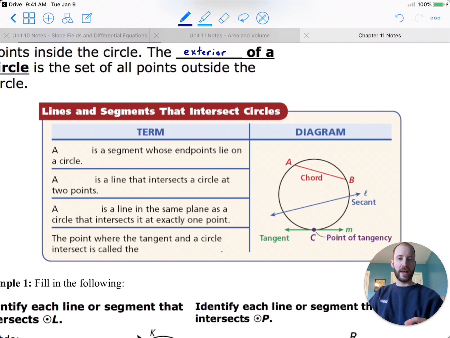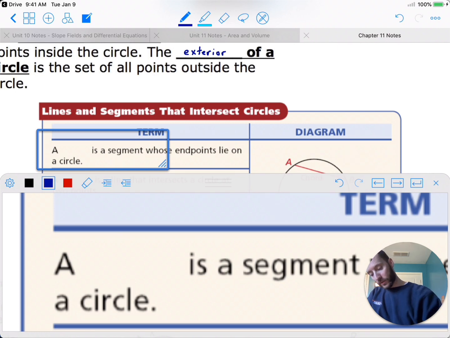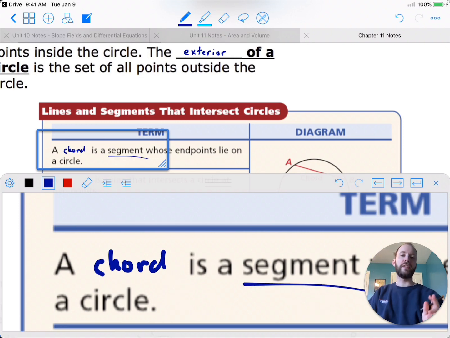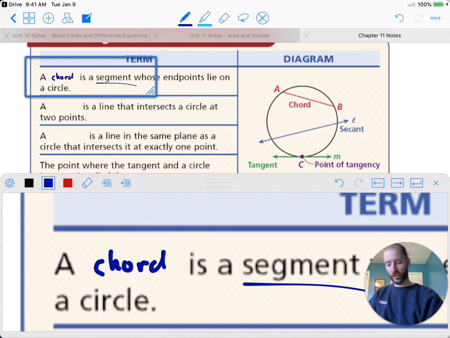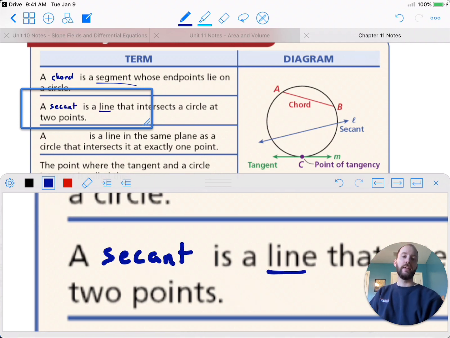Now, different types of line segments that intersect circles. We have a chord. That is a segment whose endpoints are on the circle. We also have what's called a secant. That is a line that goes through the circle at 2 points. The secant goes through it, extends infinitely in both directions, but take those ends off, break them off, left with just the segment inside the circle, you have the chord. So every secant has a chord.